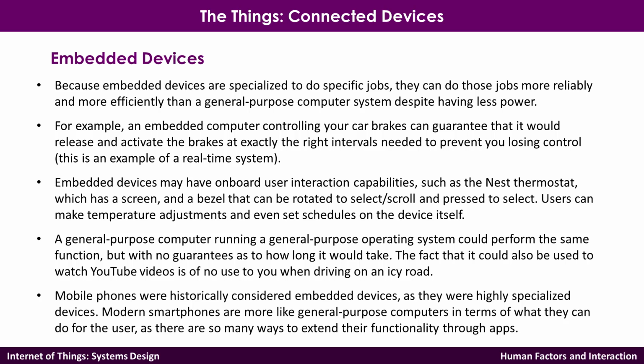So traditionally, mobile phones were considered embedded devices. They were used only for taking phone calls or SMS, very few tasks. But now mobile phones are pretty much general purpose computers. They are designed to run many different applications. So that is something we have seen changing over time: it started as a specialized device and then moved to a general purpose computer.